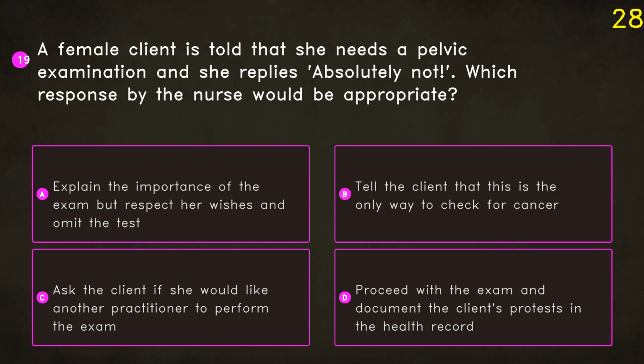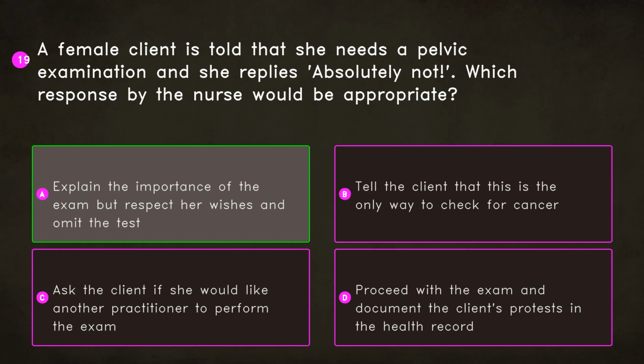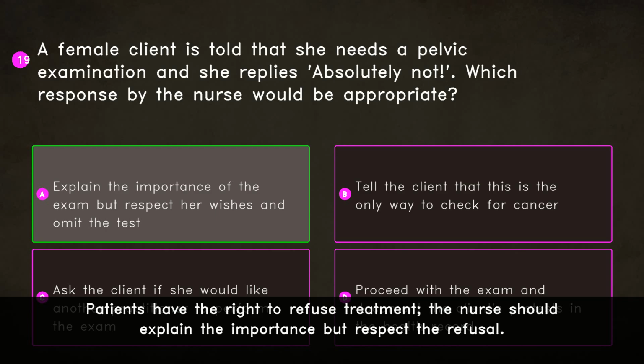Question 19. A female client is told that she needs a pelvic examination and she replies, "Absolutely not." Which response by the nurse would be appropriate? A. Explain the importance of the exam but respect her wishes and omit the test. B. Tell the client that this is the only way to check for cancer. C. Ask the client if she would like another practitioner to perform the exam. D. Proceed with the exam and document the client's protests in the health record. The correct answer is explain the importance of the exam but respect her wishes and omit the test. Patients have the right to refuse treatment. The nurse should explain the importance but respect the refusal.